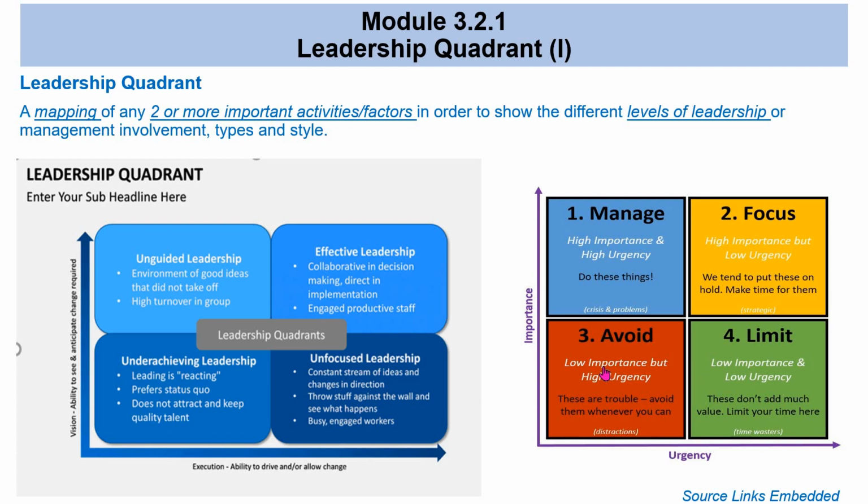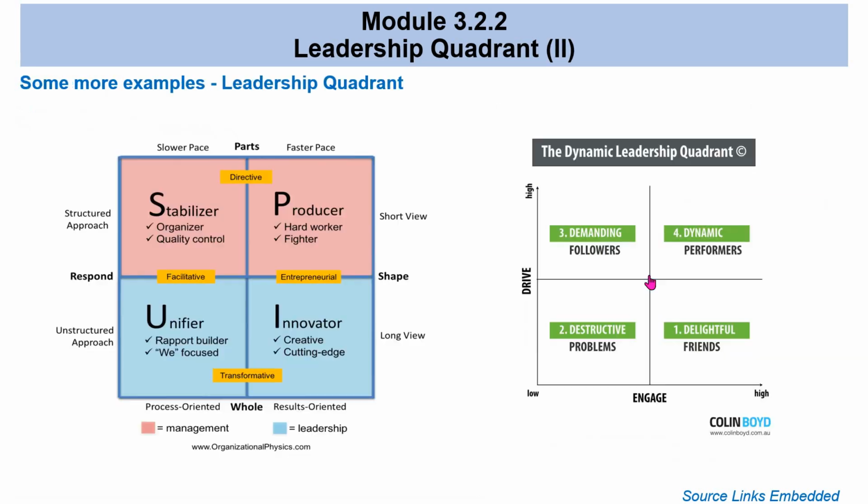In a situation where it's low importance but high urgency, then you can avoid it because they are trouble, and you can avoid certain situations in that sense. And of course, if they both have high importance and urgency, you need to manage it because it becomes a crisis. But this is you being able to recognize which quadrant you fall in, or things fall in, and what kind of approach you need to use in managing them.